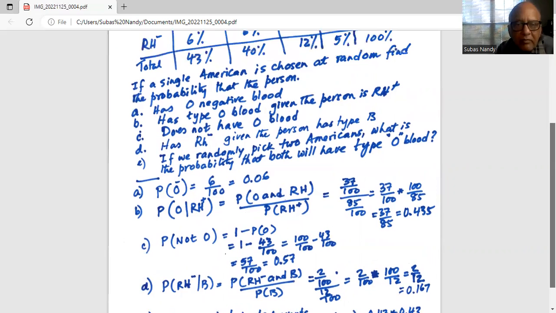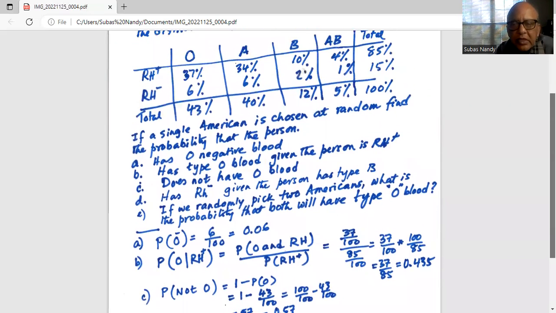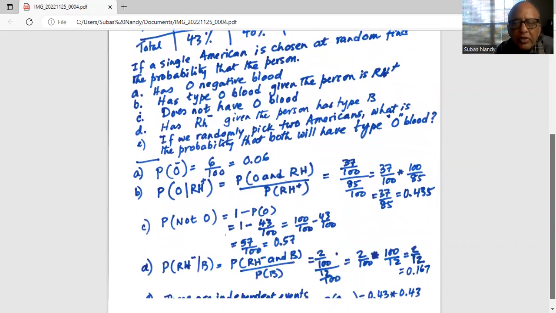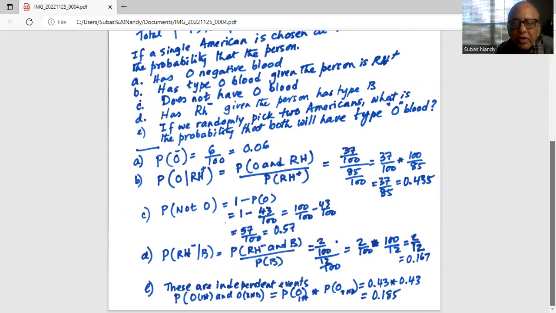Part E. If we randomly pick two Americans, what is the probability that both will have type O blood? Again, the total of O is 43. So probability that the first person will have type O blood is 0.43. Now, this will not influence what the second person has, whether he or she has O or not. So these are independent events.